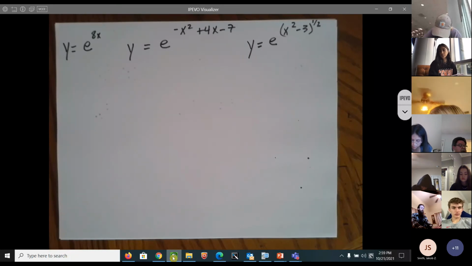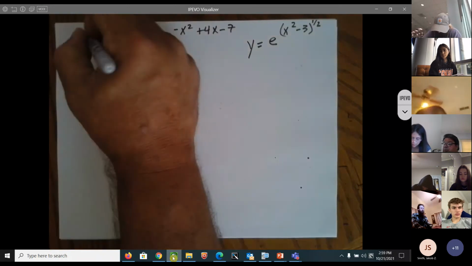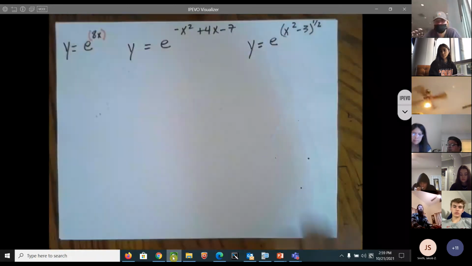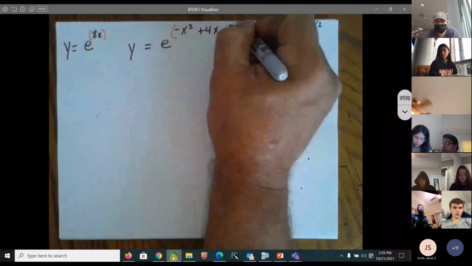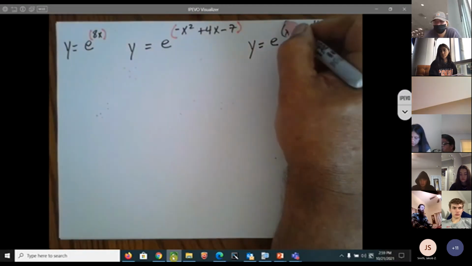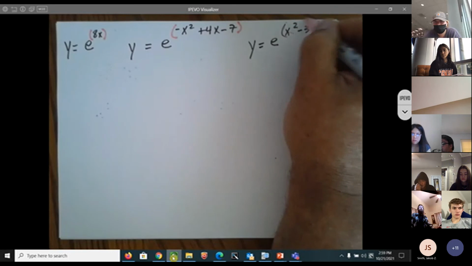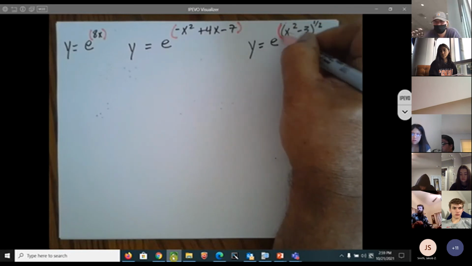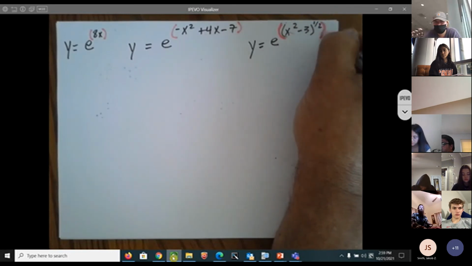So I'm going to take my handy dandy pink marker and I'm going to put parentheses around this guy. And I'm going to put parentheses around, technically I've got to take the derivative of this, so I'm going to put parentheses around this whole thing.